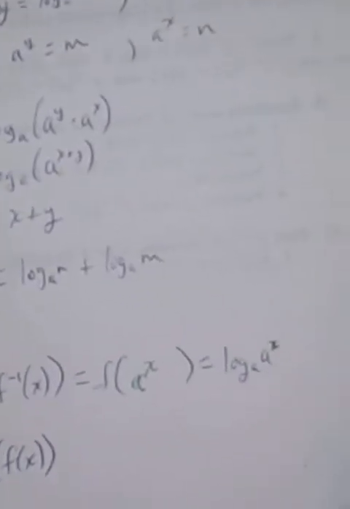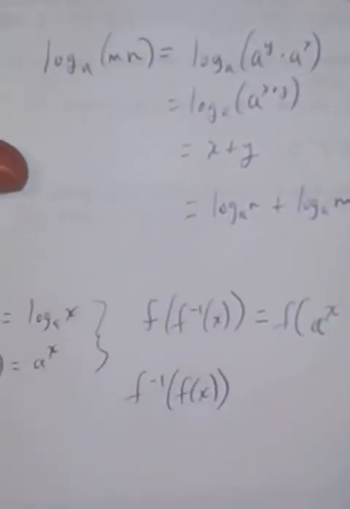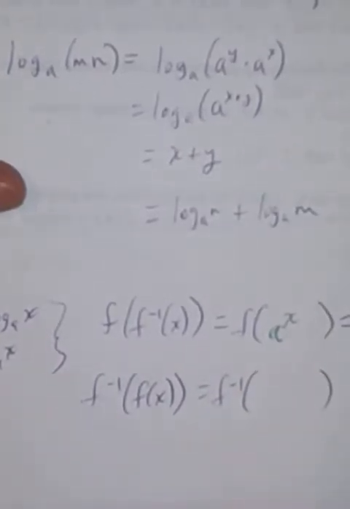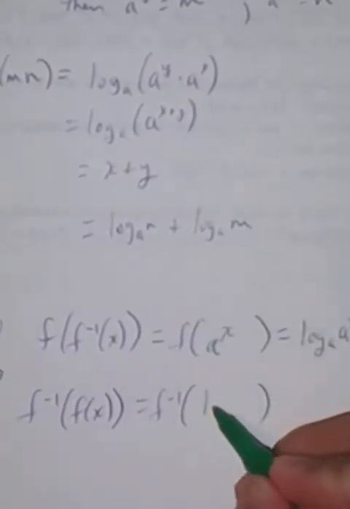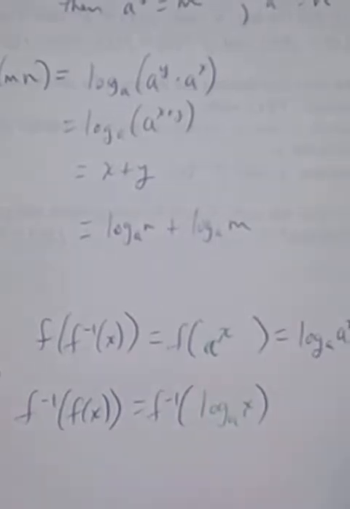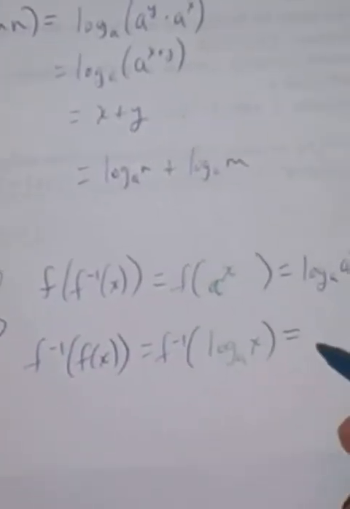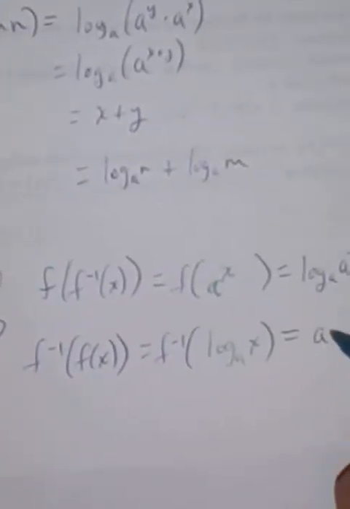Okay, I'm gonna leave that there. We'll come back to it. F inverse of f of x would be f inverse of, and f of x is log base a of x. And if I apply f inverse, which is a to the whatever the input is, this would be a to the log base a of x.